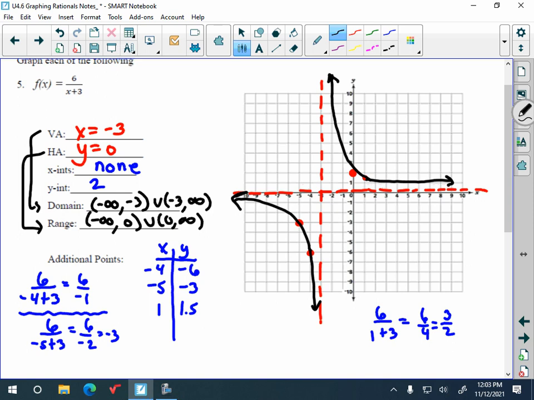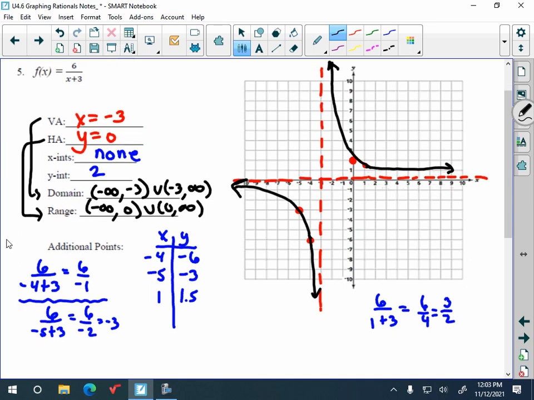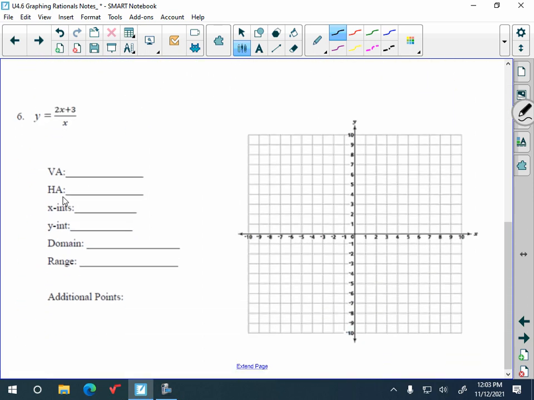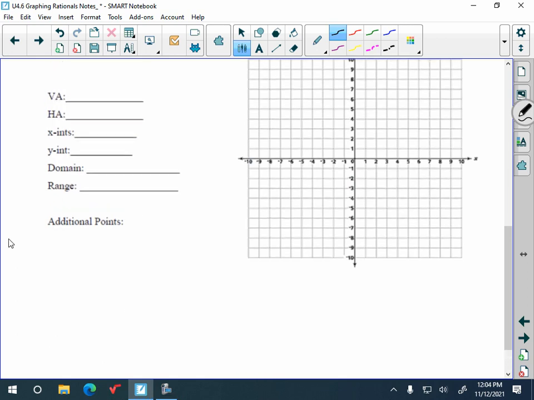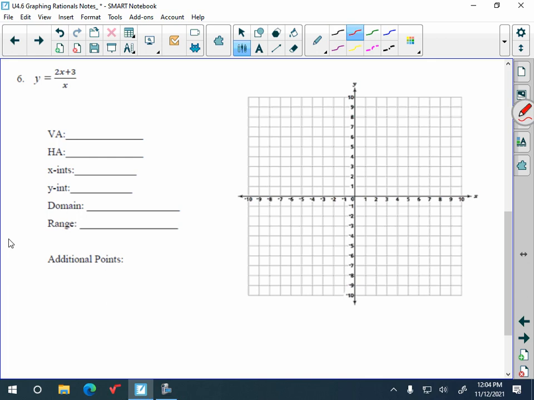All right, and then let's go ahead and do number 6. Go ahead and fill out each of the questions, and then we'll graph it. All right, so what's the vertical asymptote? 0, x equals 0, good.